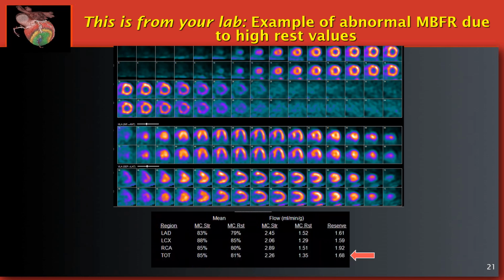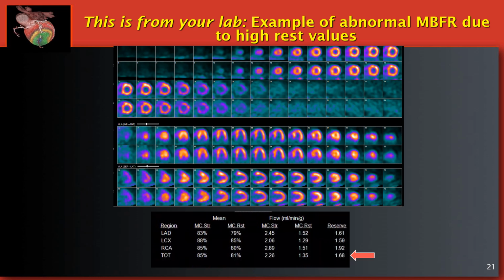So this is an example of an abnormal myocardial blood flow reserve due to really high resting values. Perfusion looks normal. And then you go down to the reserve numbers. The reserve is globally decreased, but it's also decreased in almost every vessel. And then you go to the resting numbers, and you see that the resting numbers are elevated. They're all above 1.